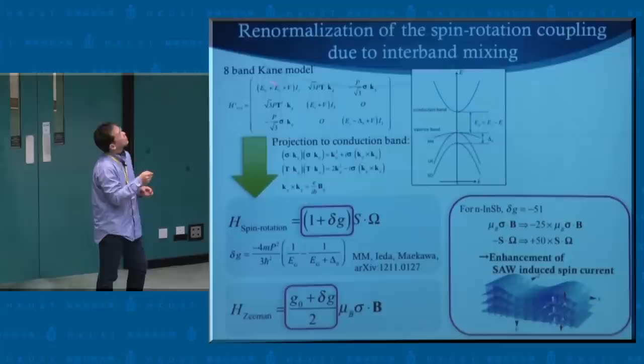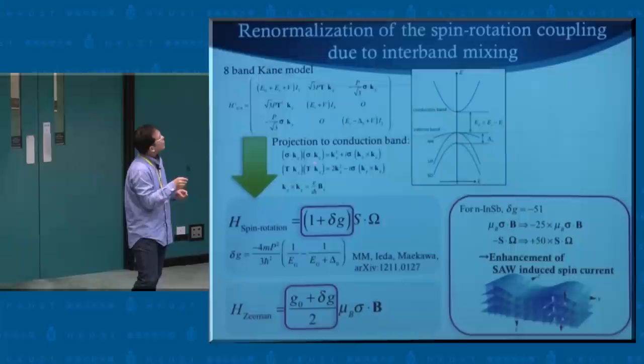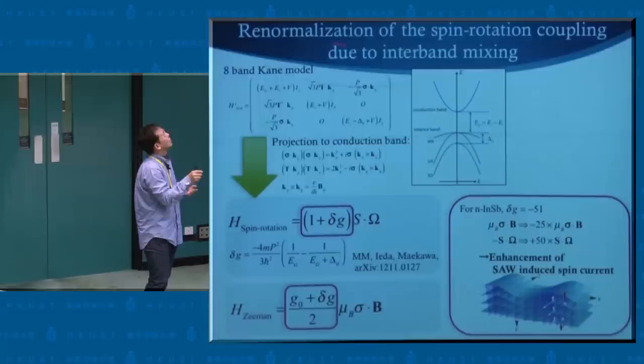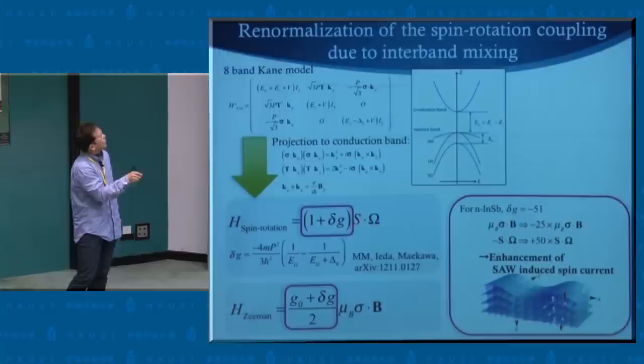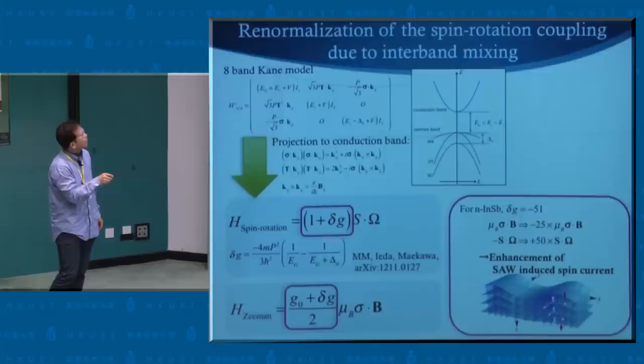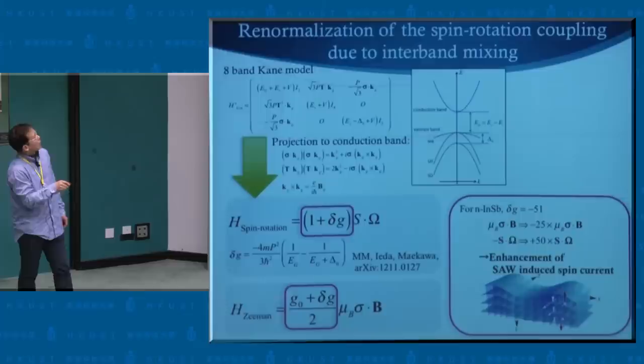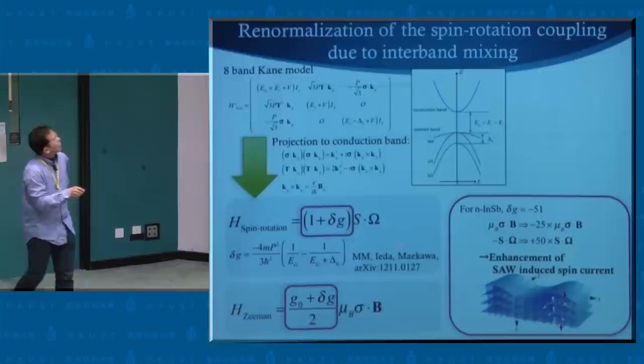We start with this Kane model. We construct the effective Hamiltonian for the conduction band electron. Then the spin-rotation coupling is modulated in this form. And this delta g is exactly the same result which was obtained in the Zeeman coupling case. The difference is a factor of 2.